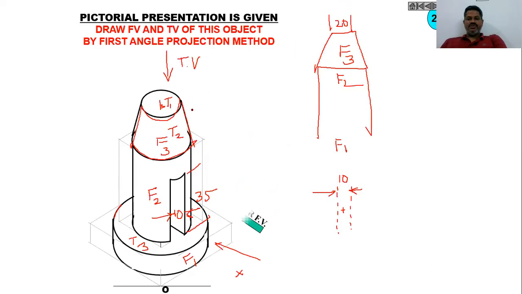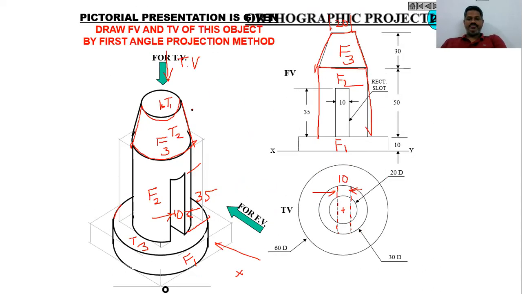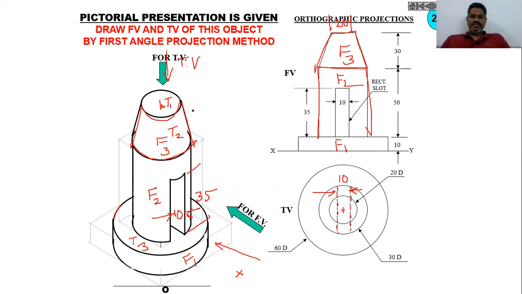But in the next session, we will discuss the projections of the points, lines, and planes. As of now we have projected the solid components on the surfaces, on the planes. When we place a component in the first quadrant, we have projected the views onto the different planes.